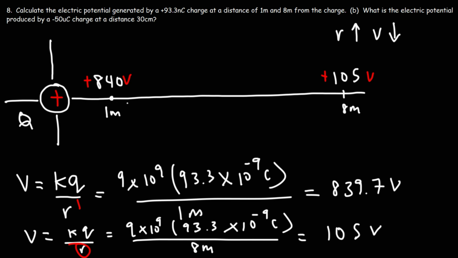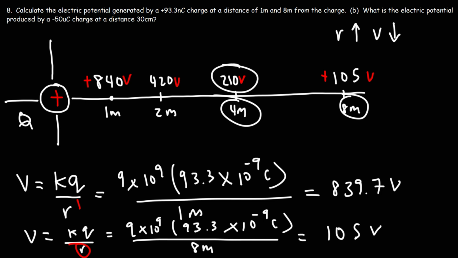So if we double the distance from 1 meter to 2 meters, the electric potential at 2 meters will be half of what it was at 1 meter. So half of 840 is 420. If we double the distance from 2 to 4, this is going to cut in half. It's going to be 210 volts. And then if we double the distance from 4 to 8, this will be 1/2 of its original value. 1/2 of 210 is 105.